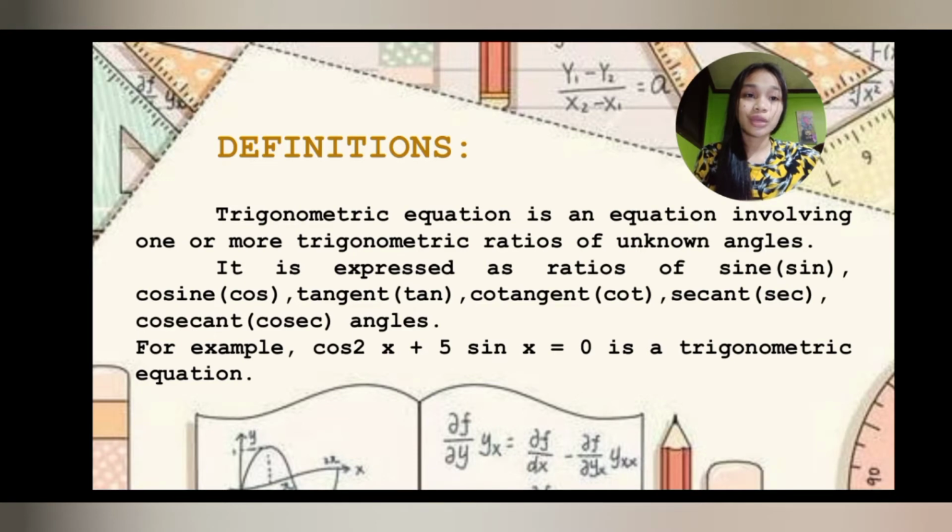A trigonometric equation is an equation involving one or more trigonometric ratios of unknown angles. It is expressed as ratios of sine, cosine, tangent, cotangent, secant, cosecant angles. For example, cos 2x plus 5 sin x equals 0 is a trigonometric equation.